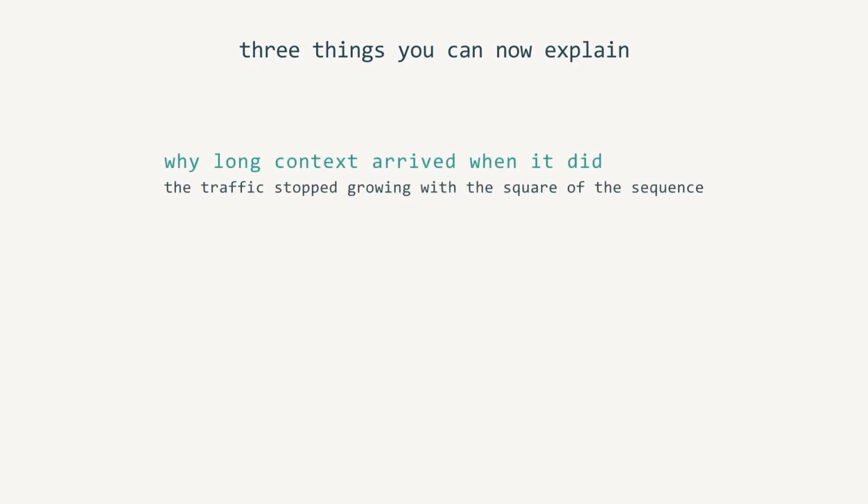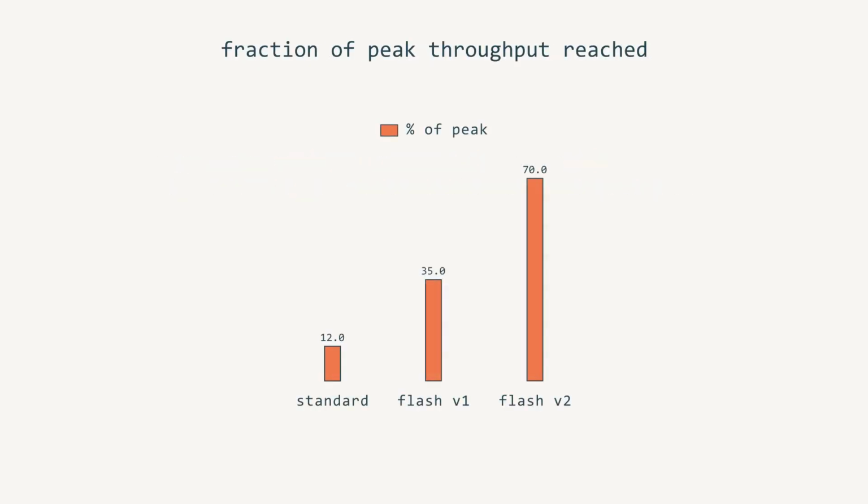Three more things you can now explain. Why long context arrived when it did. Memory footprint goes from quadratic to linear, up to 20 times more efficient than exact baselines. Sequences that ran the card out of memory now fit. The paper trains on sequence length 16,000 and, with the block sparse variant, 64,000, producing the first transformer to beat chance on a benchmark that had defeated every previous attempt.